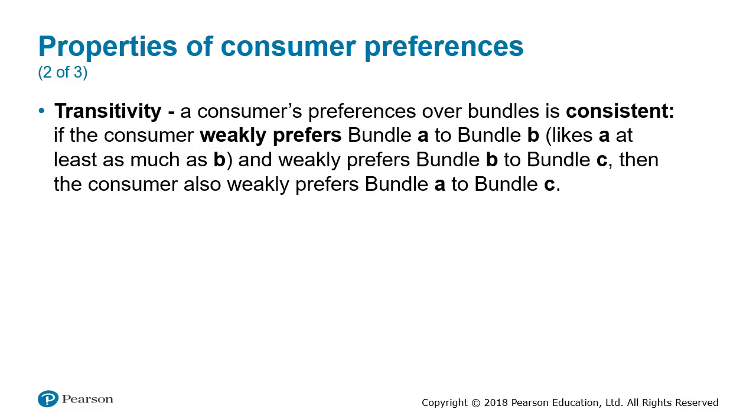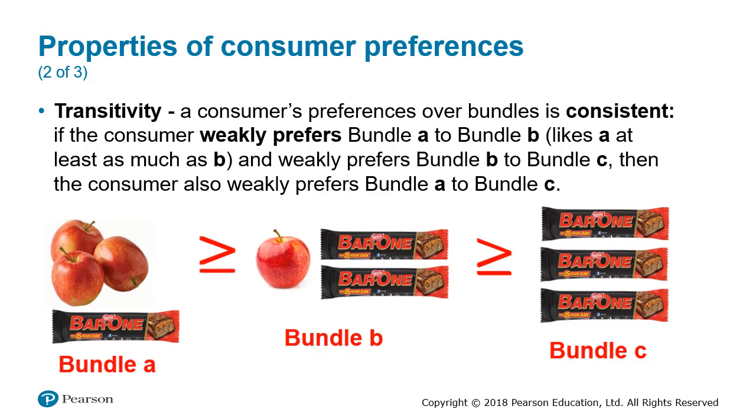The second property is that of transitivity, which simply means internal consistency. So a consumer's preference over bundles will be consistent throughout. That means if a consumer prefers bundle A to bundle B and prefers bundle B to bundle C, it must follow that she also prefers bundle A to bundle C. Note that Perloff uses the term weak preference, and that simply means that if bundle A is weakly preferred to bundle B, it's at least as desirable as bundle B. It's like greater than or equal to.